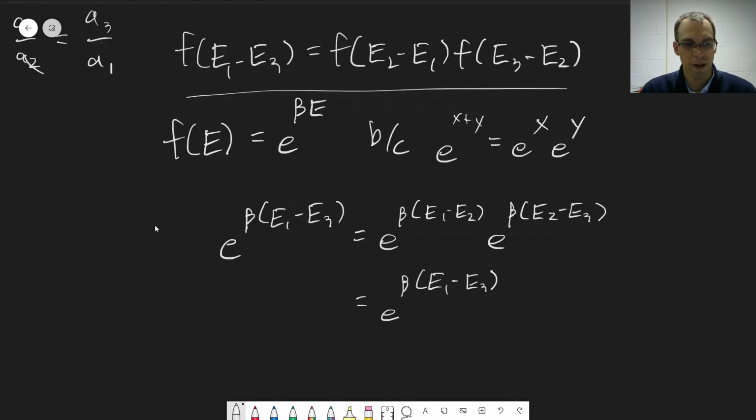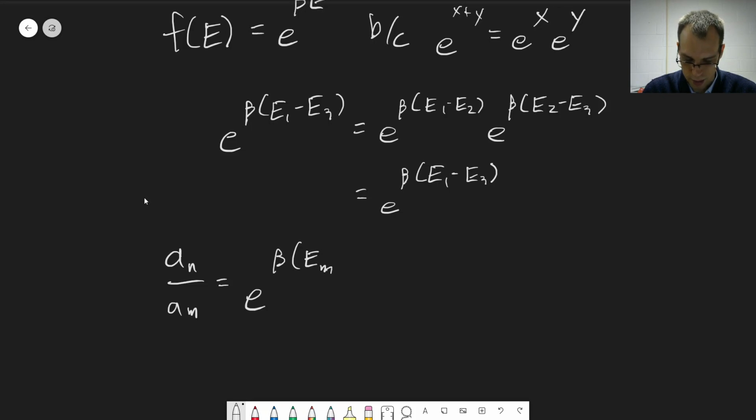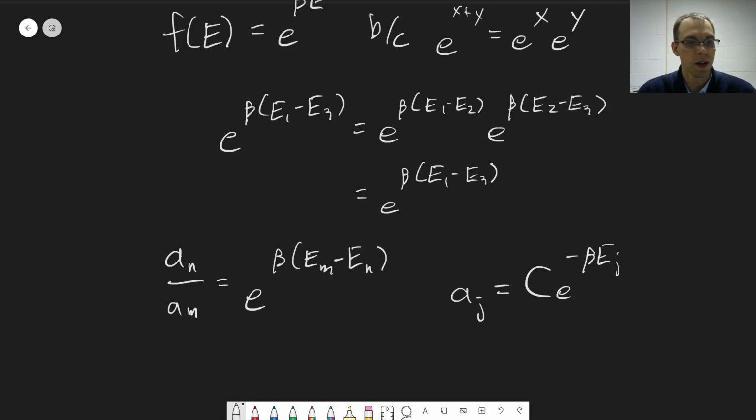So the general form that we have is that to tell the relative values of numbers of systems that have specific energies, a_n over a_m is equal to an exponential of beta times (E_m minus E_n). All right, that's our general form. And therefore, we can say that each value of a sub j is equal to some constant times this exponential term, e to the minus beta E sub j. Okay, so that's an important equation that we've got to.